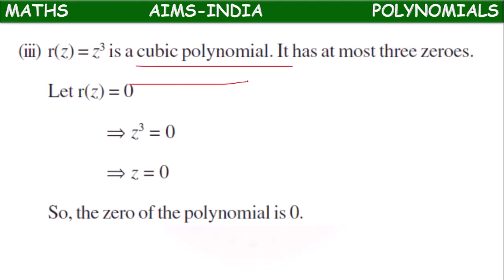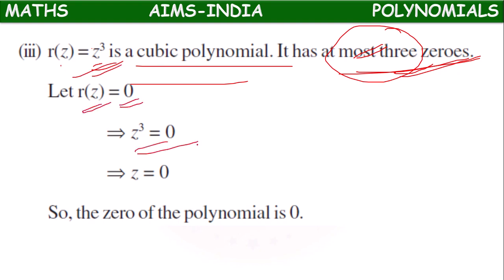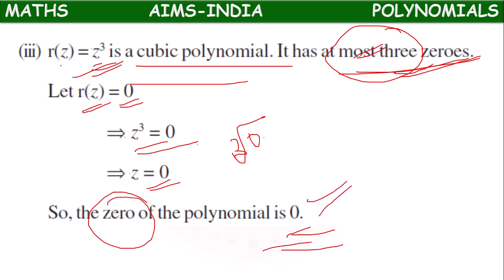And a cubic polynomial has at most 3 zeros. Maximum it can have 3 zeros. Sometimes there may be fewer than 3 zeros also, like in this case: z cube equal to 0. Z equal to cube root of 0, and the cube root of 0 is 0. So the zero of the polynomial is only 1, which is 0.